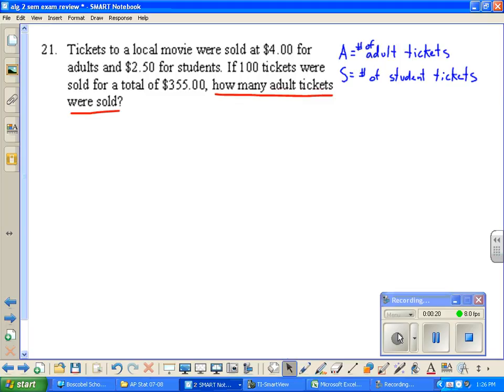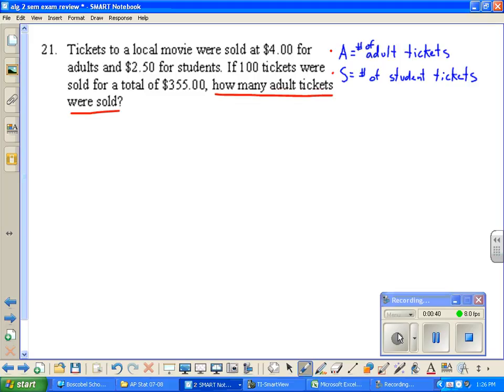But you also notice I don't know how many student tickets I sold either, so it really means I have two unknowns. I have my A here, which I'm going to call the number of adult tickets, and my S, which is my number of student tickets. Because I have two unknowns, that means I need to have two equations to solve them.